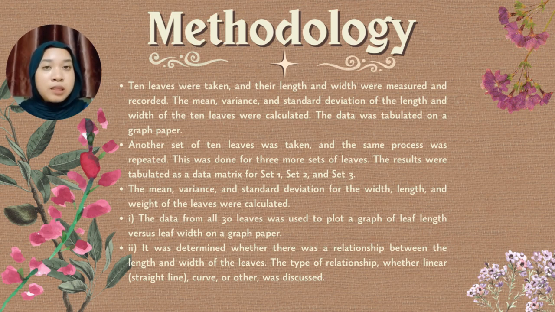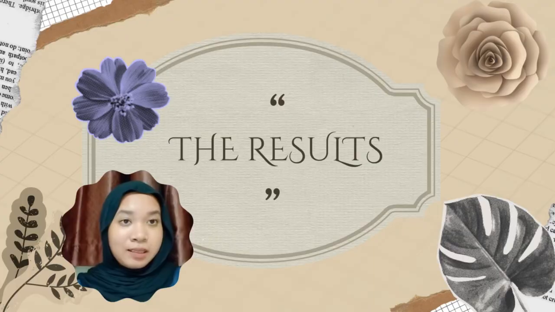The results were tabulated as a data matrix for set 1, set 2, and set 3. The mean, variance, and standard deviation for the length and width of the leaves were calculated. Therefore, the data from all 30 leaves was used to plot a graph of leaf length versus leaf width on a graph paper. Next, it was determined whether there was a relationship between the length and width of the leaves. The type of relationship, whether linear, which is a straight line, curve, or other, was discussed. These are the results for group 1, group 2, group 3, and group 4.